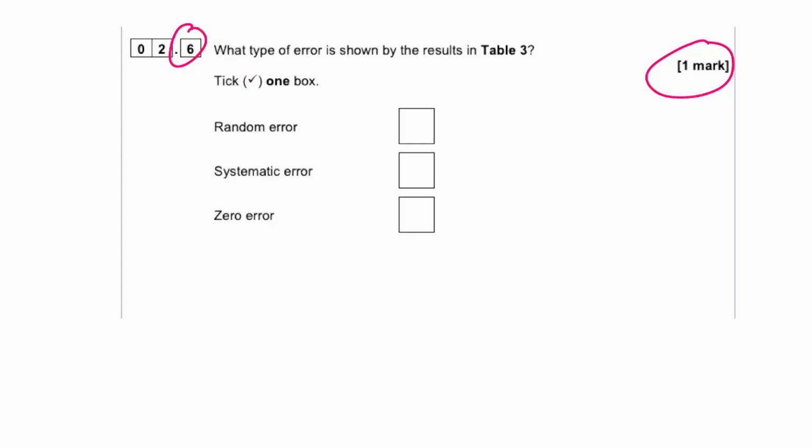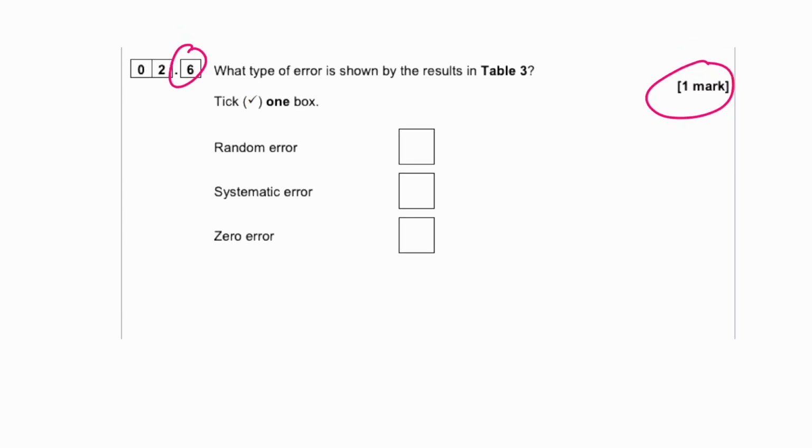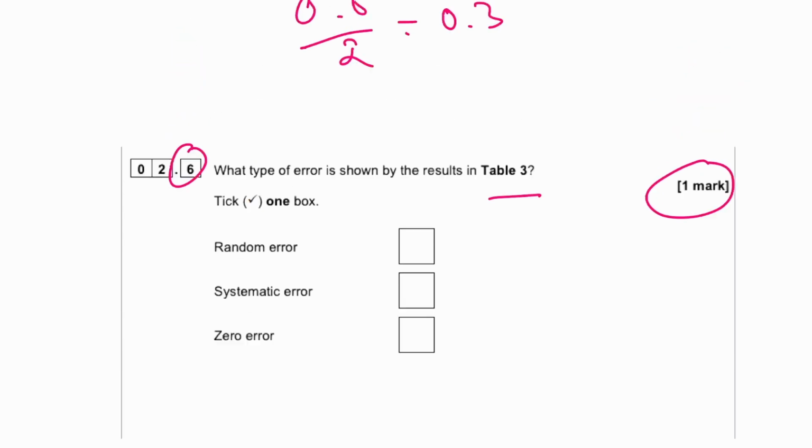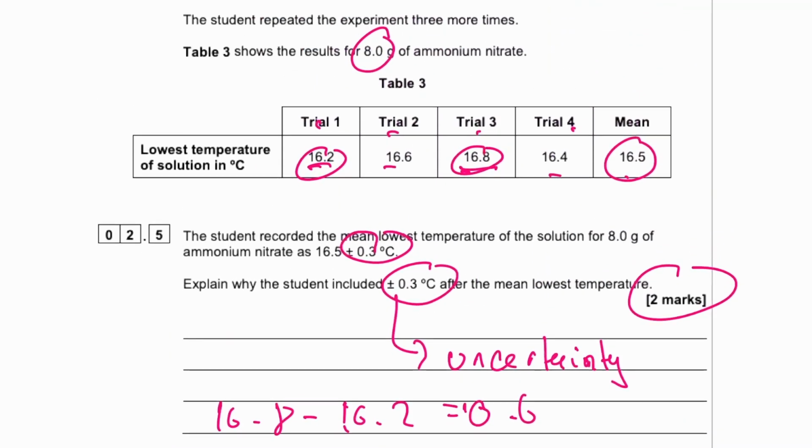You can revise all your normal topics, but also make sure you're revising how to do experiments and how to process and analyze experimental results. The question we've got here is, which type of error is shown in table 3? Table 3 we saw before. It's this table over here, and it's asking what kind of error we can see.